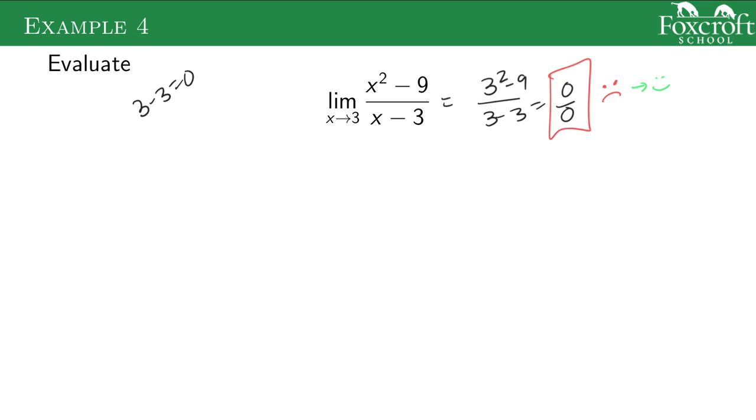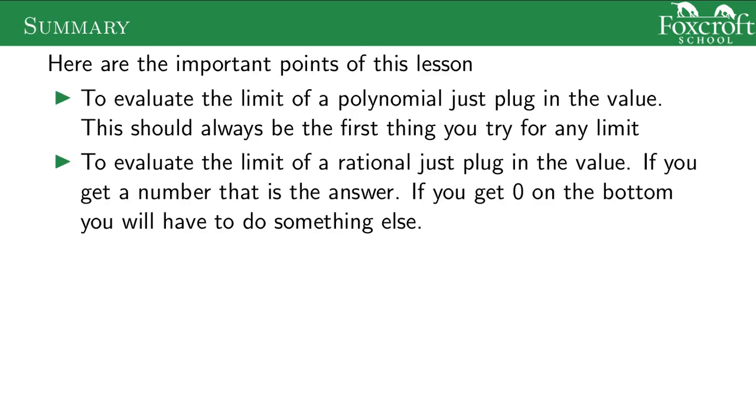But the important thing from this video: when you're working with a polynomial, it's the absolute best thing that could ever happen. Just plug in the value for your limit and you're going to get the answer. If you're working with a rational, you do the same thing, but if the bottom ends up being 0, then you basically say you don't know the answer yet. But if you get anything other than 0 on the bottom, you also know the answer for that rational limit. So for polynomials and rationals, the nice case, just plug in your value.